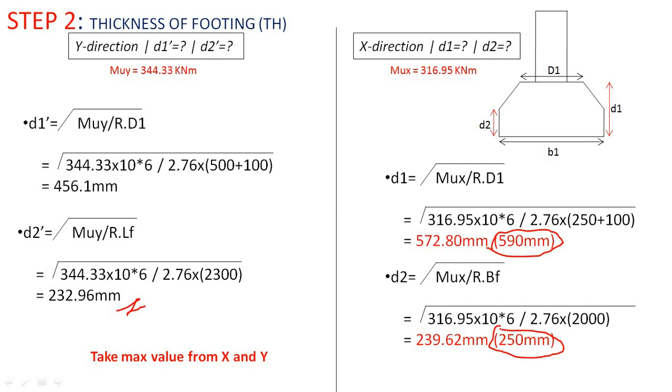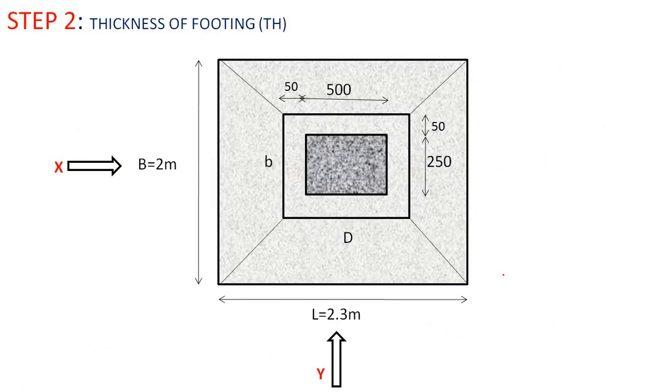So we will take the maximum value from x and y. So for the calculation we will use d1 as 590, and the value of d2 as 250, the maximum value from x and y. So in our case the maximum is in the x direction, so we'll use these values for the calculations. So moving on to the next slide.